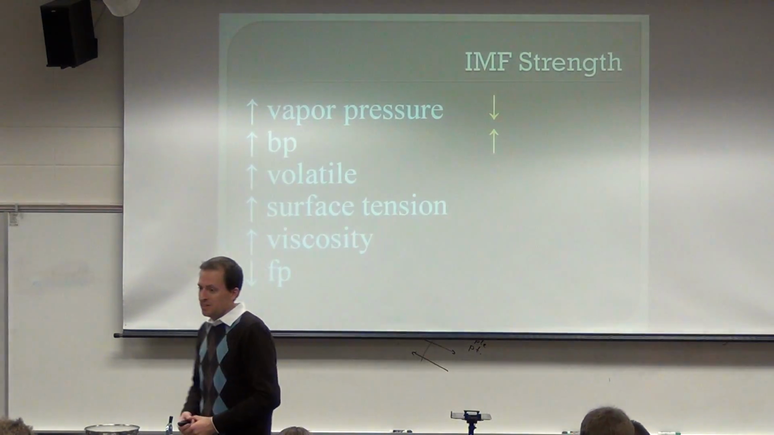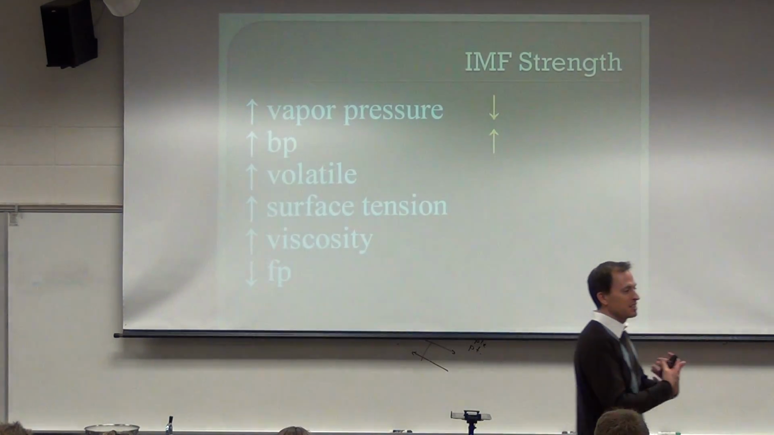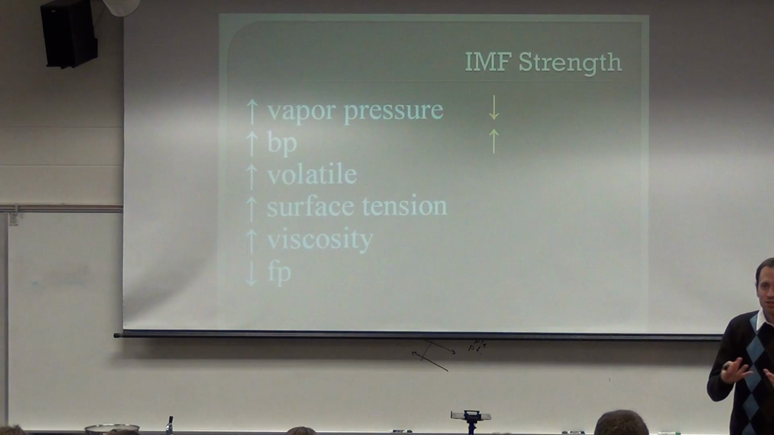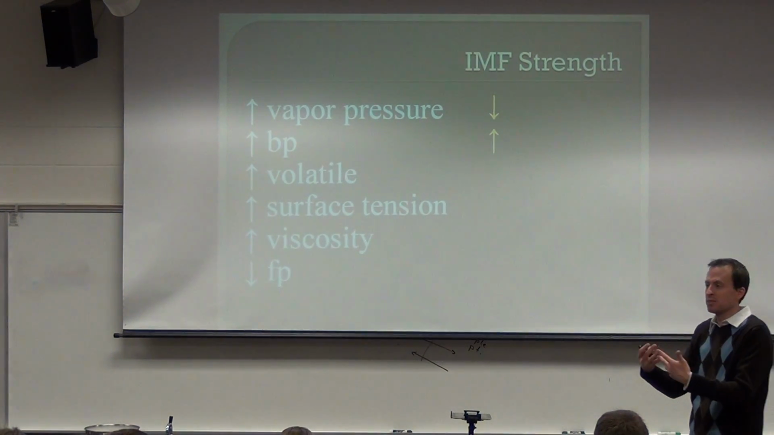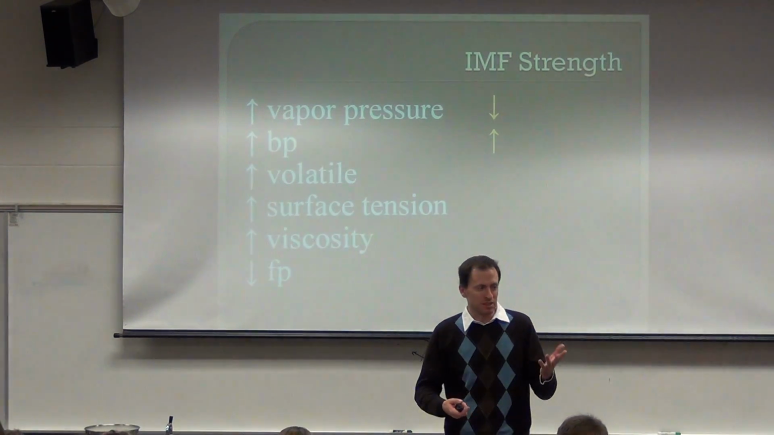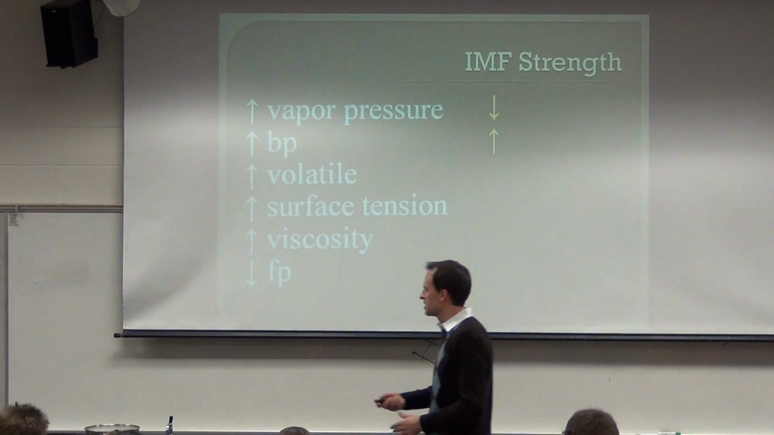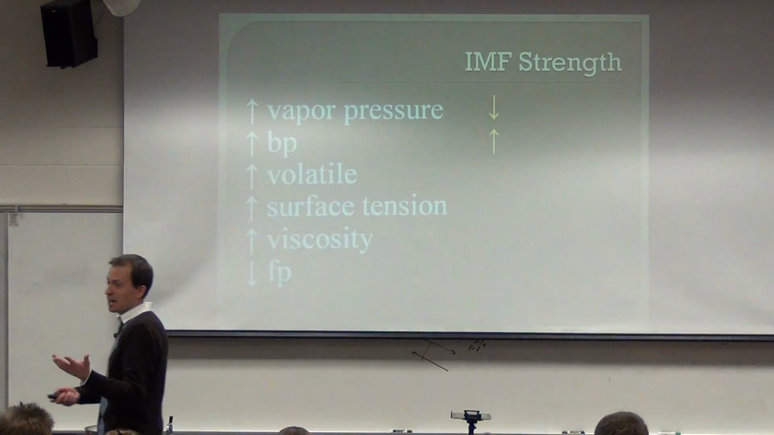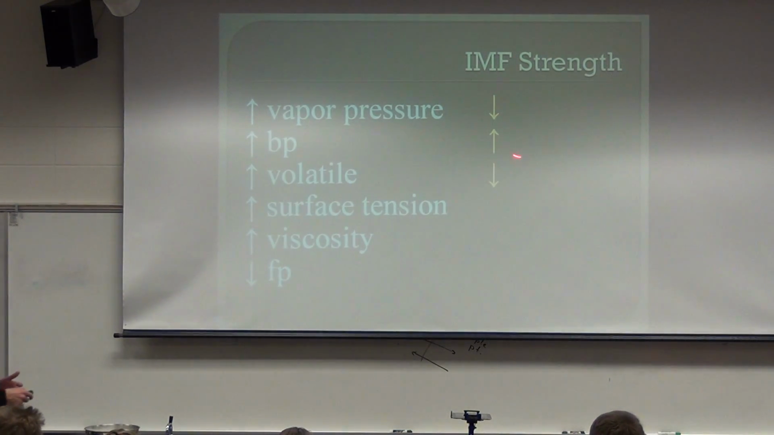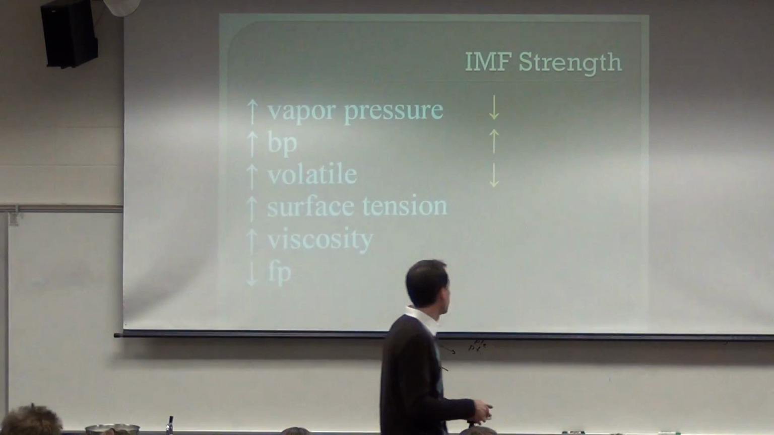Volatility. You don't remember that term? We've talked about it way in the past. Volatility is related to vapor pressure. Volatile means how easily something can evaporate. If you smell something like alcohol, that's really volatile, it means the smell's coming off really easily. It's evaporating really fast. So if it's a highly volatile liquid, that means you have a lower IMF strength. Surface tension, we've talked about that quite a bit.